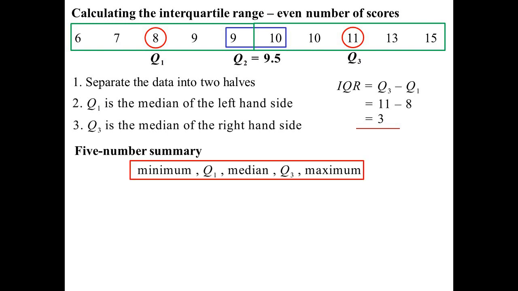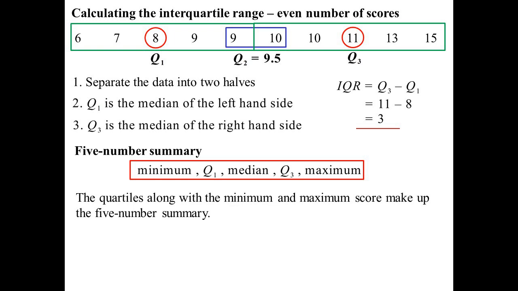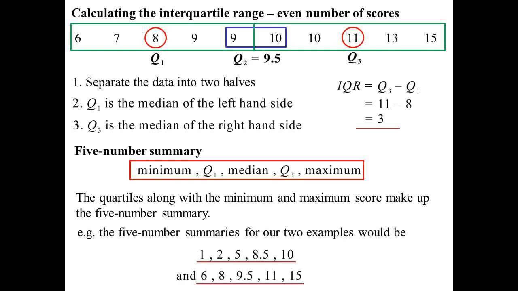That brings up this thing called a 5-number summary of the data. Basically, it's those 5 key things: the minimum mark, Q1, Q2 or the median, Q3, and the maximum mark. For the examples we just looked at, the first set of data would go 1, 2, 5, 8.5 and 10. And the second set of data, 6, 8, 9.5, 11 and 15. So they're our 5-number summaries.